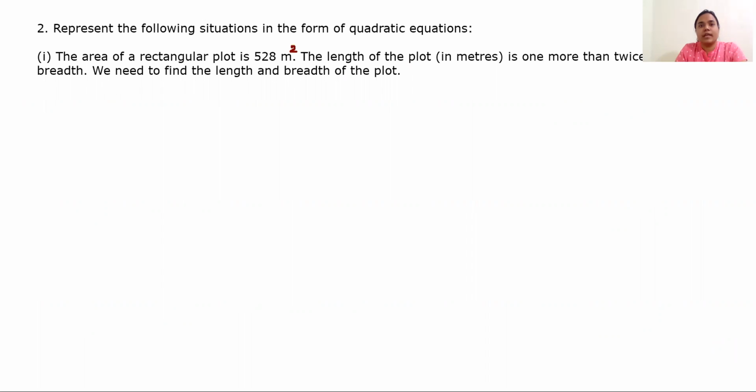The area of a rectangular plot is 528 meters square. The length of the plot is one more than twice its breadth. So in this question, the length is given with respect to the breadth. So we will let the breadth be x. Let the breadth of the rectangle be x.